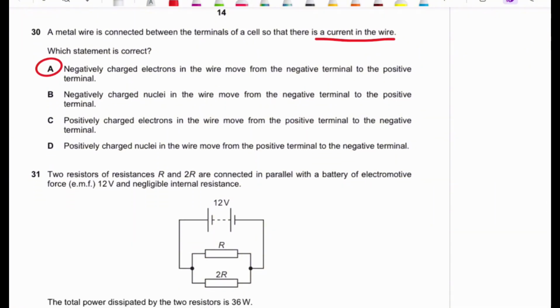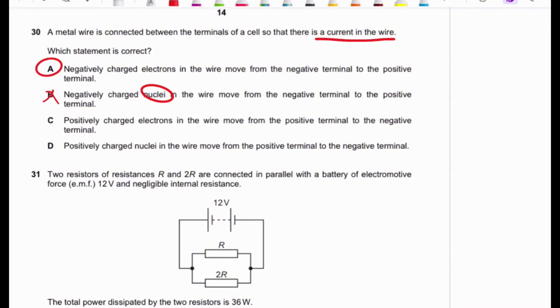But B says that negatively charged nuclei move from the negative terminal to the positive terminal. How is a nucleus negatively charged? It doesn't make sense, because electrons orbit the shells, right? So it doesn't make sense to tell me that the nucleus is negatively charged. So B is basically wrong.